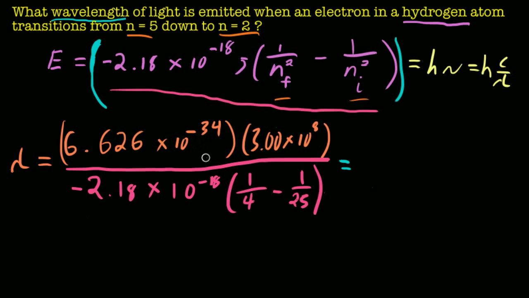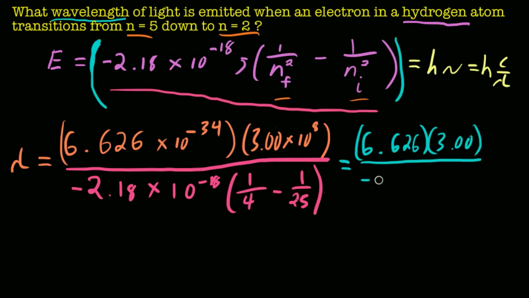So let's just start rewriting some of this. So we have 6.626 times 3.00, all of that divided by minus 2.18 times this fraction that we've got, 1 over 4 minus 1 over 25. And then all of that, I'm just going to move over a little bit.